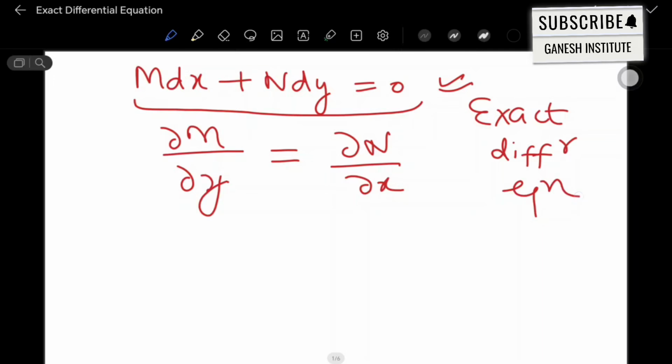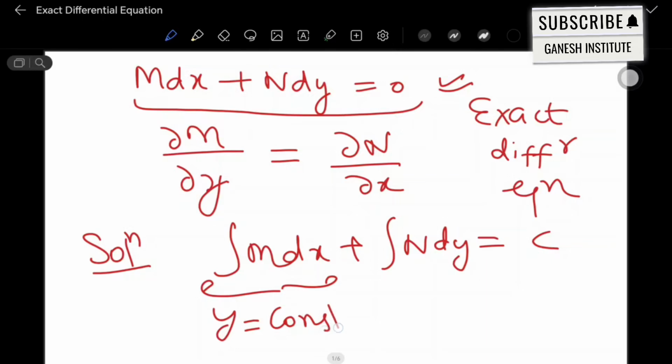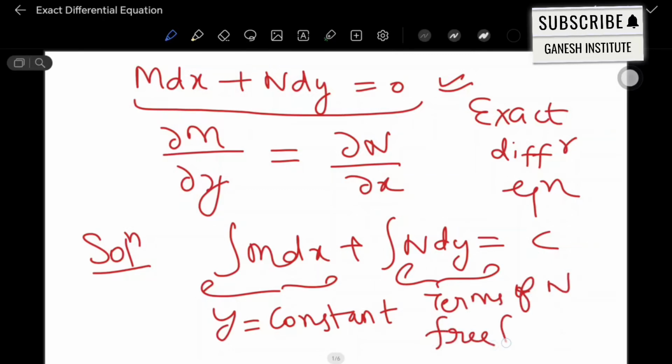And if it is so, then the solution will be integration of M dx plus integration of N dy equals c. Now here, what is M, what is N? For this whole component M dx, we need to keep y as constant. And for N dy, we need to take those terms of N which are totally free from x.